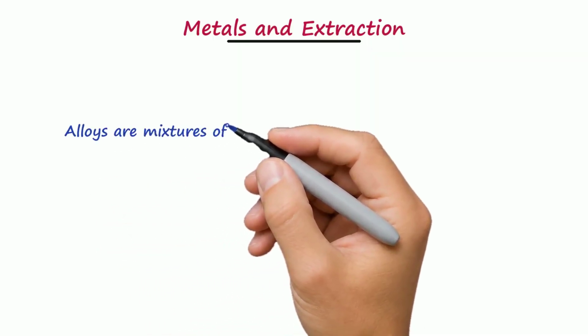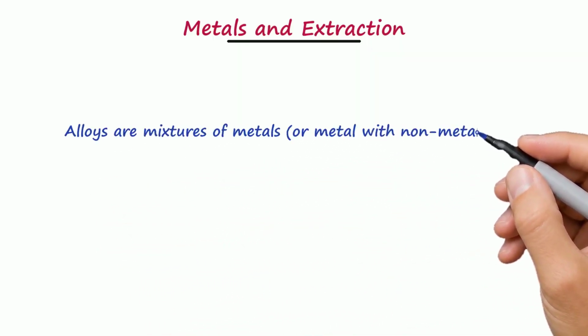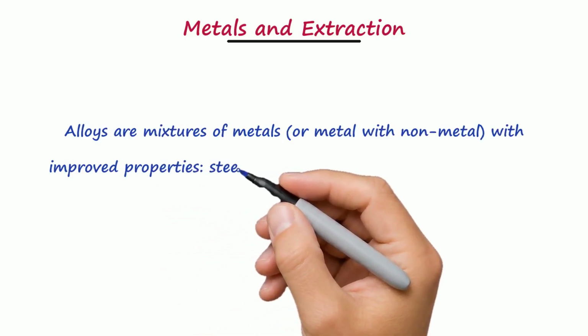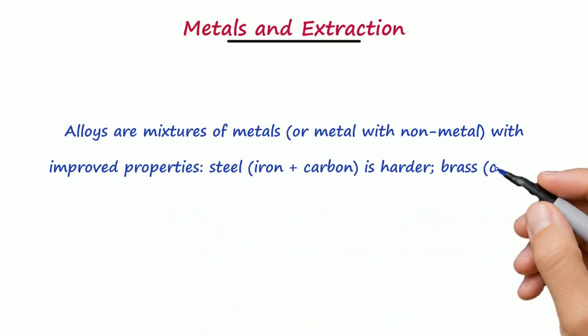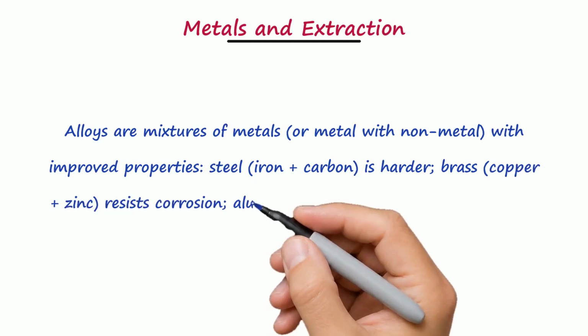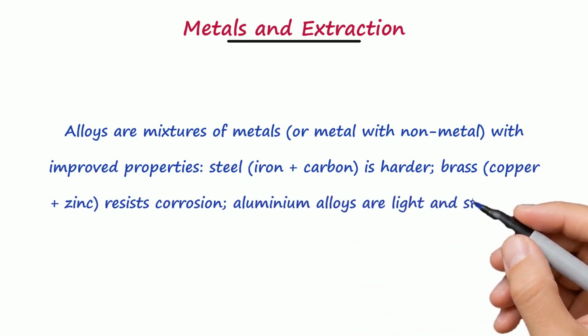Alloys are mixtures of metals, or metal with non-metal, with improved properties. Steel, iron plus carbon, is harder. Brass, copper plus zinc, resists corrosion. Aluminium alloys are light and strong for aircraft.